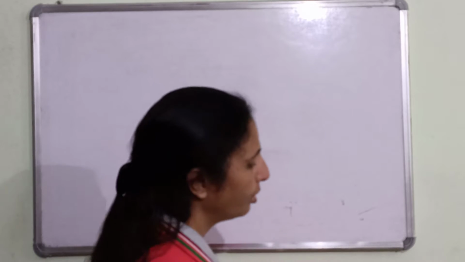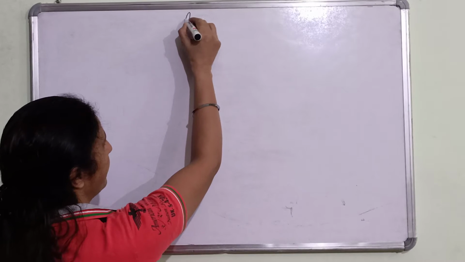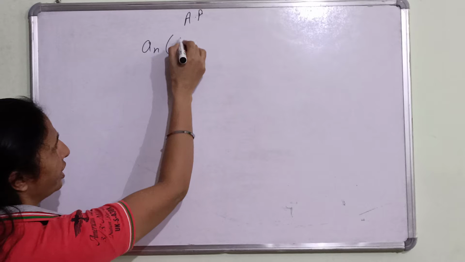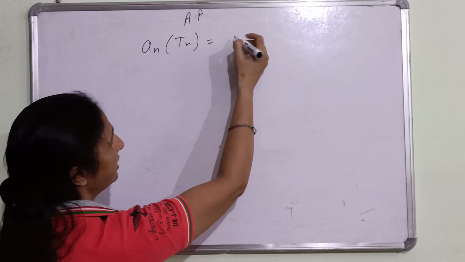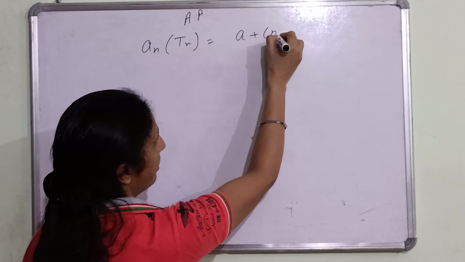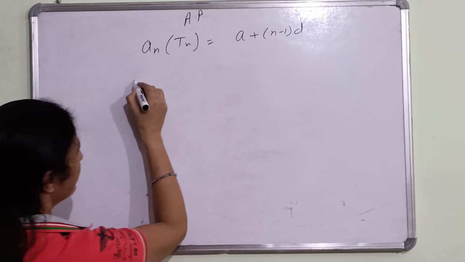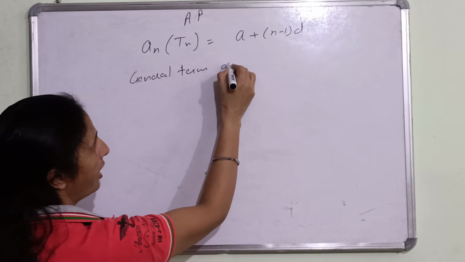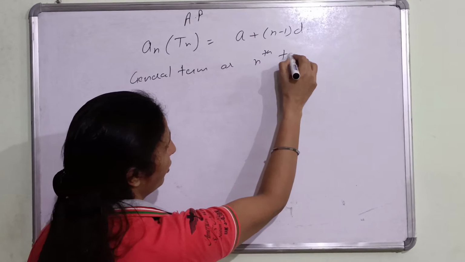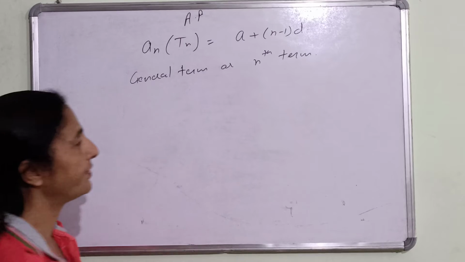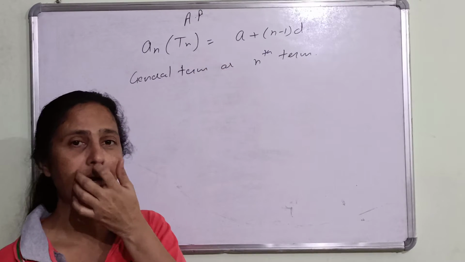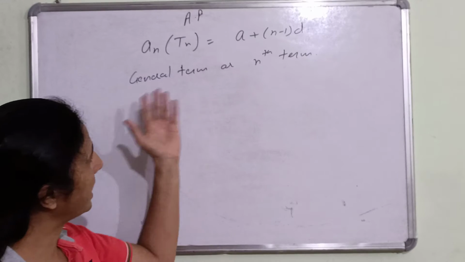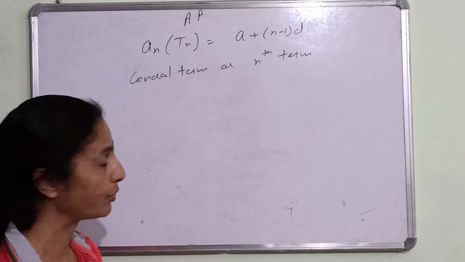As you know, the chapter is AP, arithmetic progression. We can denote the general term, or nth term, as an or tn. I told you an = a + (n minus 1)d. It is also known as the general term or nth term, where a is the first term of an AP and d is the common difference of an AP. Yesterday, in the first video, I already discussed all these things.